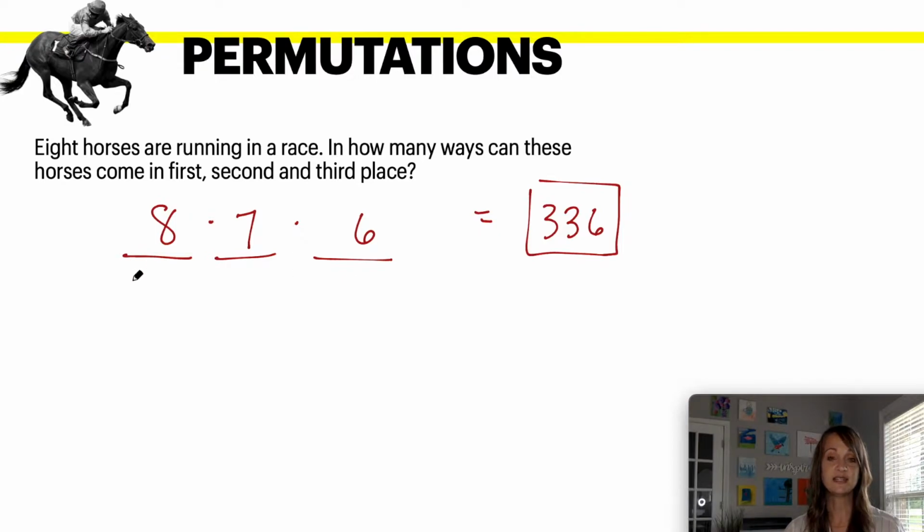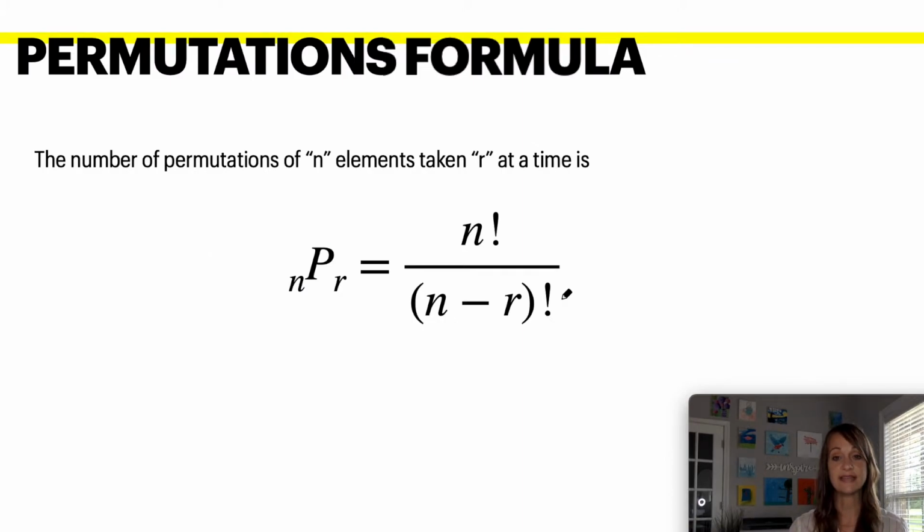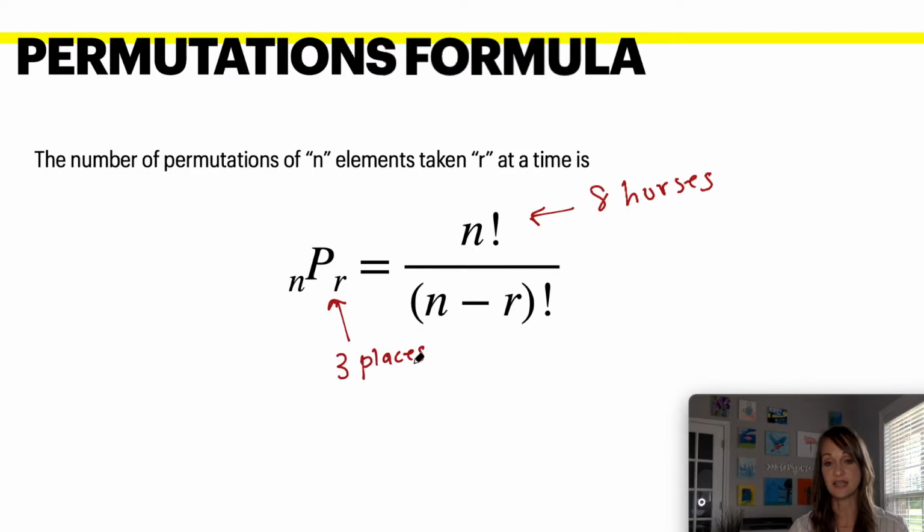Now, again, this is very similar to a factorial, but you are not multiplying all the numbers together. You're only multiplying the first 3 numbers together. What we talked about with the horses is actually considered a permutation, and here is how you could do it using the formula for permutations. N represents how many elements there are. For example, in the previous problem, there were 8 horses. R is how many places there are going to be. So N is 8 horses, but R represents that you want the first 3 places: first, second, and third.